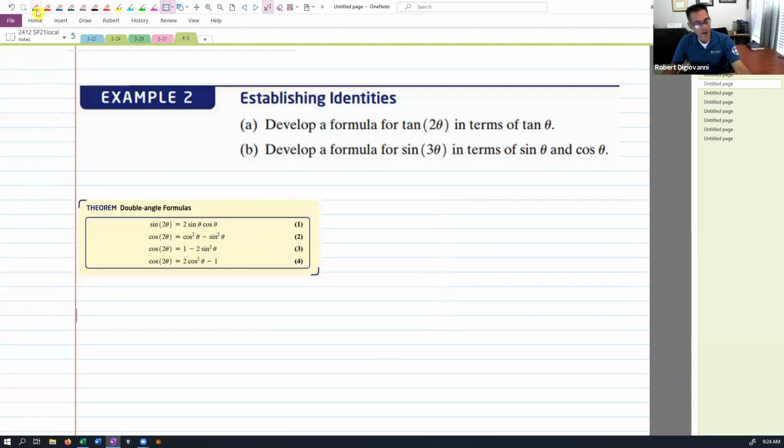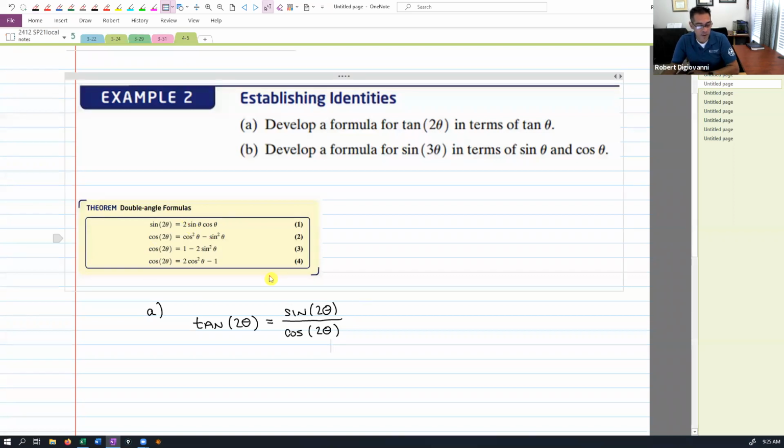All right, so let's do part A here. For part A, there's a couple of ways to do this. You could write down tangent of 2 theta equals sine of 2 theta over cosine of 2 theta. That's one way you could do it, and that is correct. That's what tangent of 2 theta is. And we actually have formulas for both of these. So I'm going to stick with this.